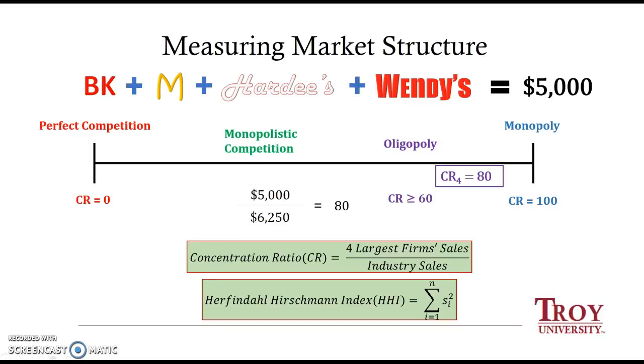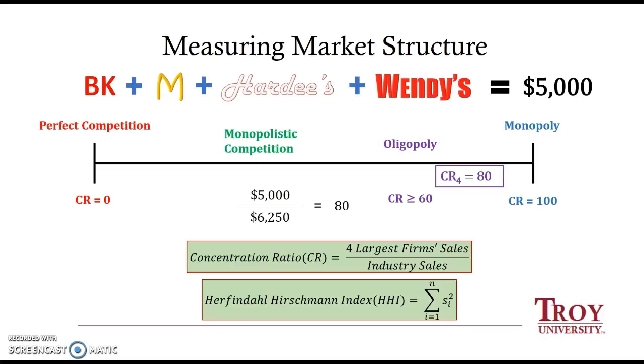So the 400 for Burger King, the 400 for McDonald's, the 400 for Hardee's, and the 400 for Wendy's all give us 1,600. However, we can't stop there because we need to include all the firms in the market. So the remaining firms would have to have their market share squared and then added as well.